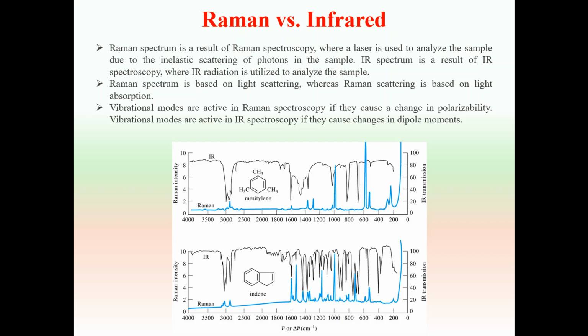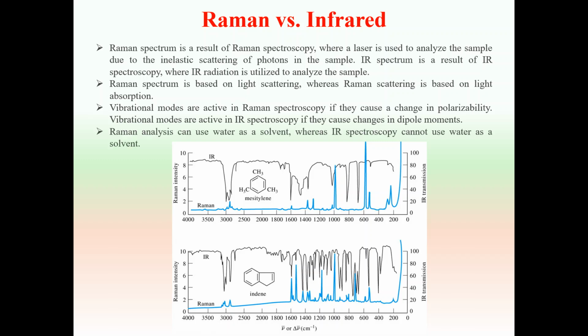Vibrational modes are active in Raman spectroscopy if they cause a change in polarizability. Vibrational modes are active in IR spectroscopy if they cause a change in the dipole moment. So the main concept you should keep in mind is polarizability, and the second is the dipole moment. This is the key difference between Raman and IR. One is based on the polarizability of the molecule, the other is based on the dipole moment.